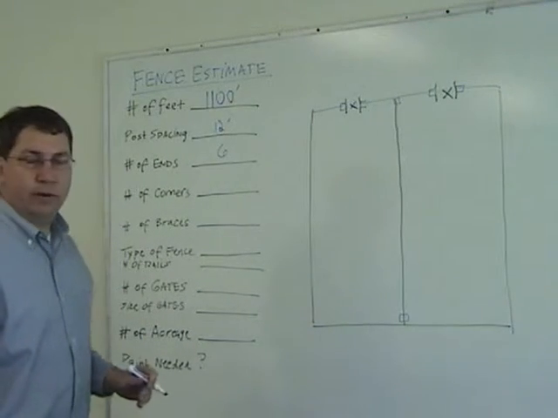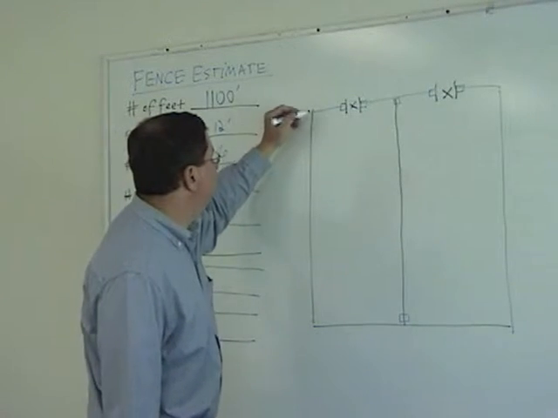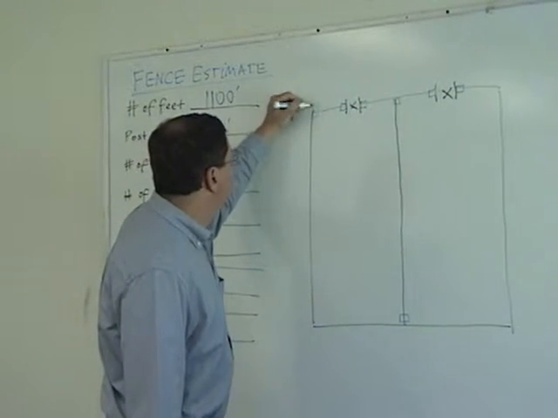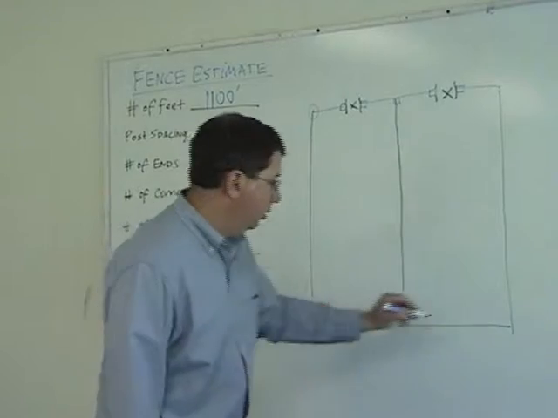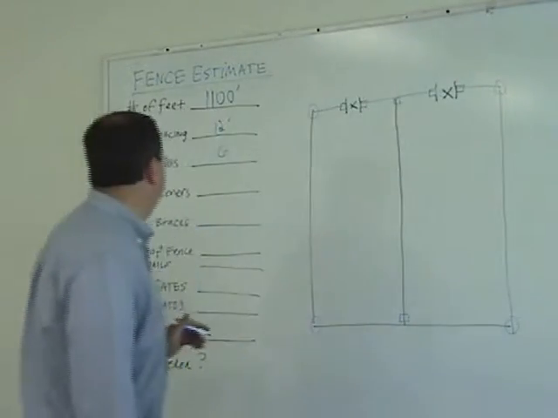Number of corners is where the fence takes a turn. Corners are going to be right here, here, right here, right here. So there would be 4 corners.